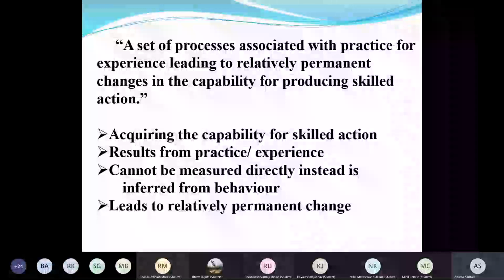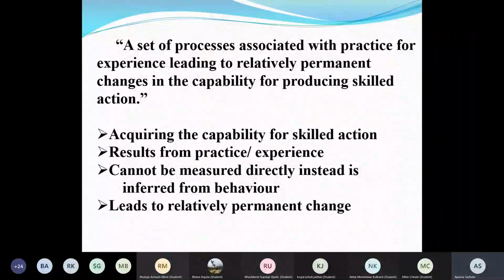It cannot be measured, meaning what cannot be measured? Motor learning cannot be measured directly, and therefore it is seen in the changed behavior of the patient. What is the changed behavior? Patient learns that movement, and whenever we want the patient to perform it, patient will perform it independently. So therefore we say that it cannot be measured, but it can be seen or it can be inferred from patient's behavior, and it leads to permanent change.